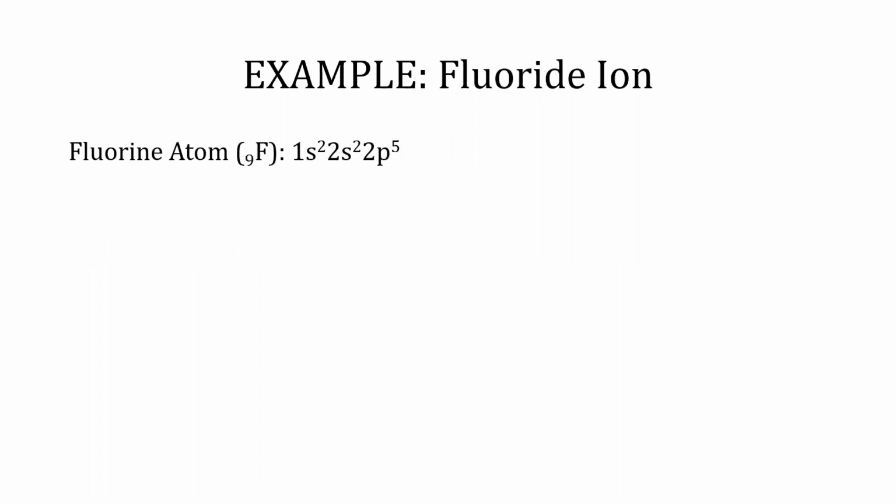The second example is fluoride ion, or F1-. Fluorine has a ground state electron configuration of 1s2, 2s2, 2p5. The fluoride ion with a 1- charge has an electron configuration similar to Ne, which is 1s2, 2s2, 2p6.